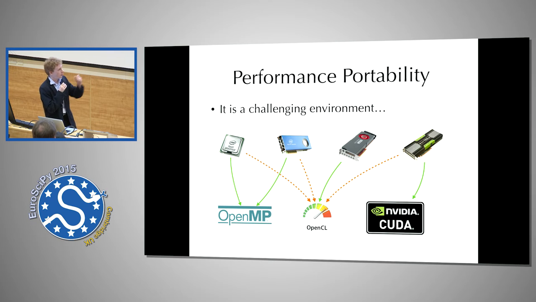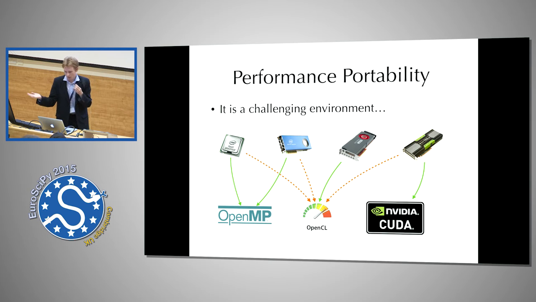If you want to run on these various co-processors and accelerators, there are various different standards and programming languages that you have available to you. If you want to run on an Intel Xeon Phi or on a regular Intel CPU, then the best option is OpenMP. If you want to target an AMD GPU, then their preferred language is OpenCL. And if you want to run on an NVIDIA GPU, then their recommended language is CUDA.